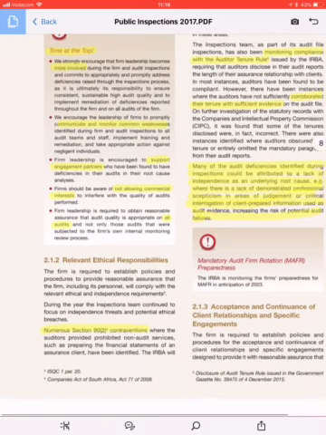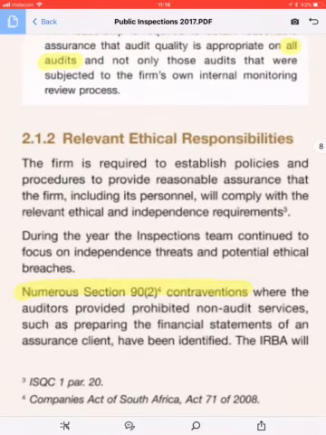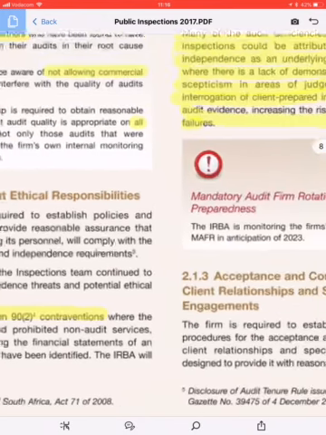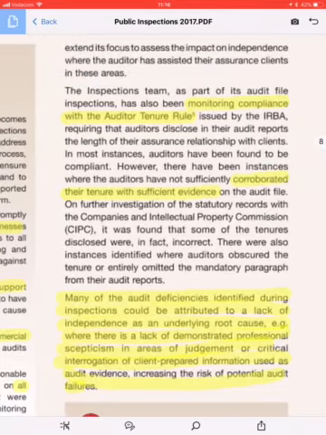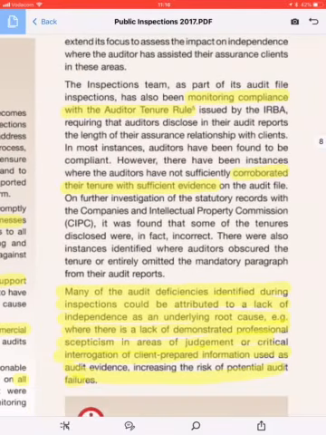The second element that they look at is the relevant ethical responsibilities. They report that there are still numerous Section 92 contraventions where auditors provided prohibited non-audit services. Typically, auditors prepare the financial statements and they also audit the company, and it is a company that is subject to Section 90, so it's a compulsory audit. Then auditors obviously can't provide non-audit services like financial statement preparation, and that is still happening, and that is dealt with quite severely at the moment. It seems like it's going to the inspections committee for dealing with it.